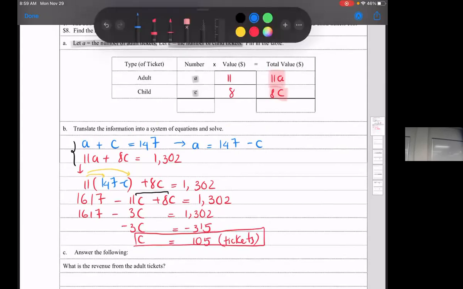And now, A equals 147 minus 105, minus C, so minus 105. What is it? 242. Must be a children's movie.